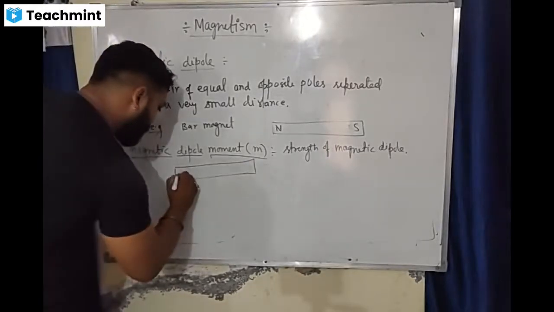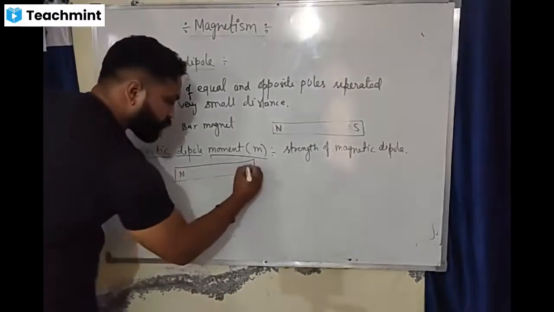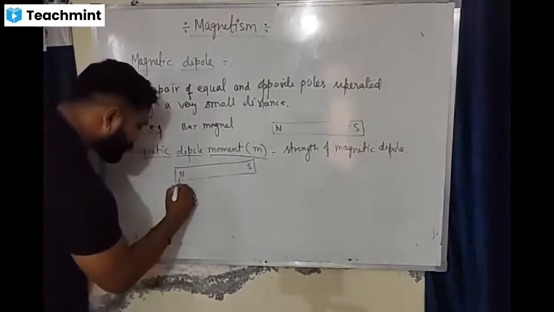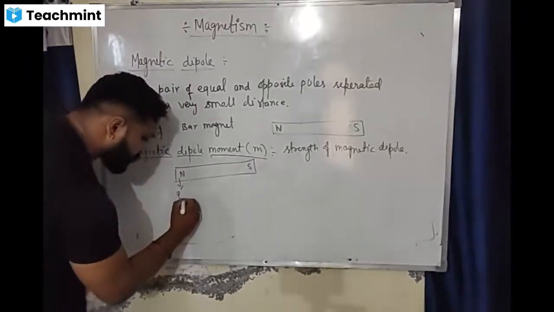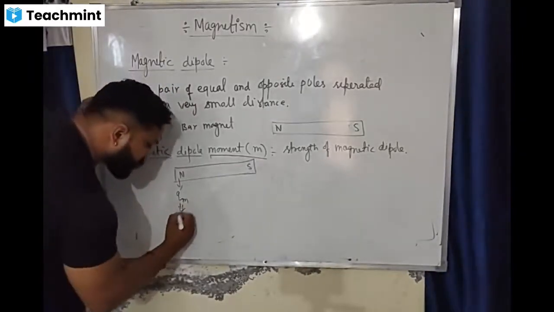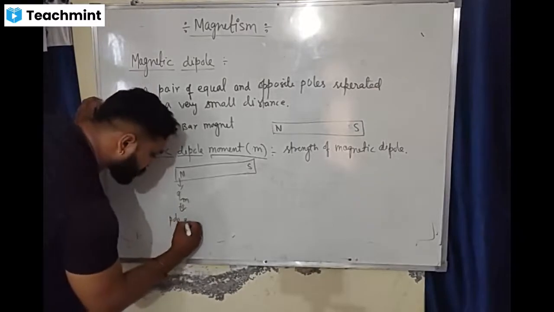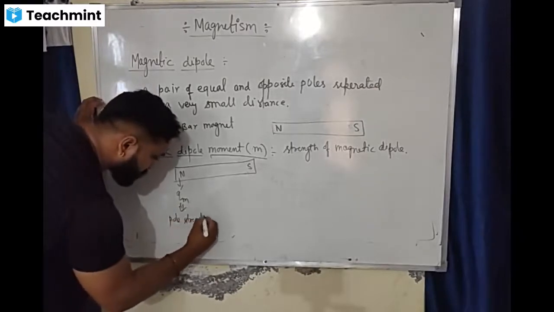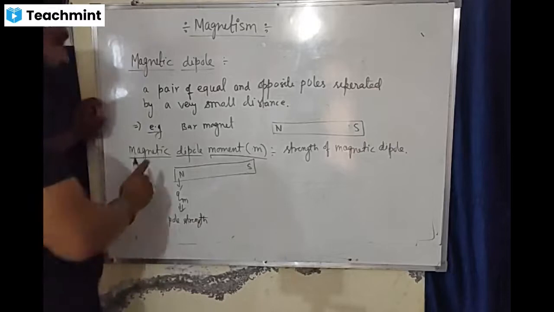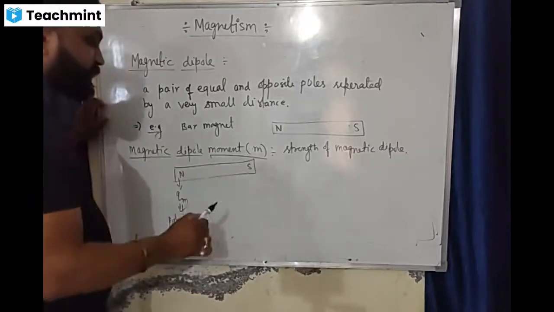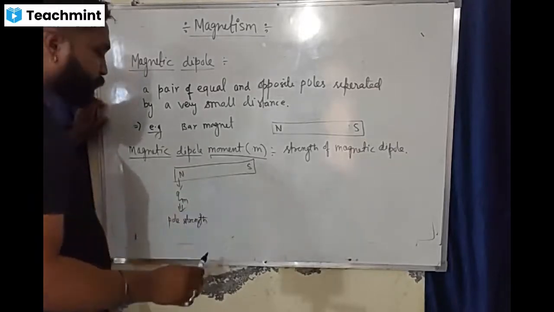So basically you have one north pole, one south pole. This pole has some pole strength. Suppose that is Qm. This Qm is known as pole strength, the strength of the pole. Okay. Magnetic dipole moment means it is a pair. It will tell you the strength of the magnetic dipole.